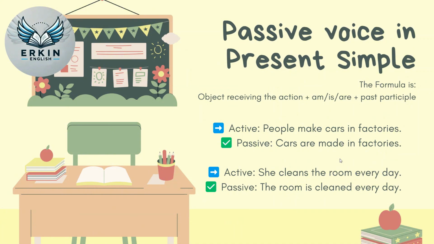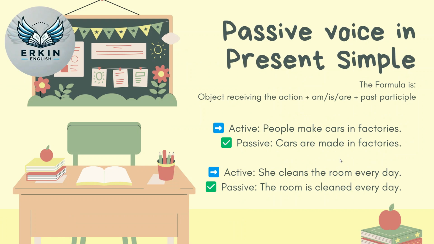All right, now let's break it down step by step, starting with the present simple passive. We use this when talking about things that happen regularly, facts or general truths. The formula for present simple passive voice is: object receiving the action plus am, is, or are plus past participle.